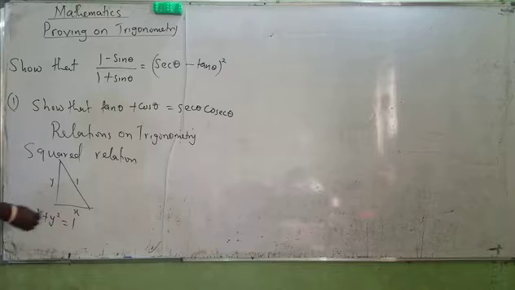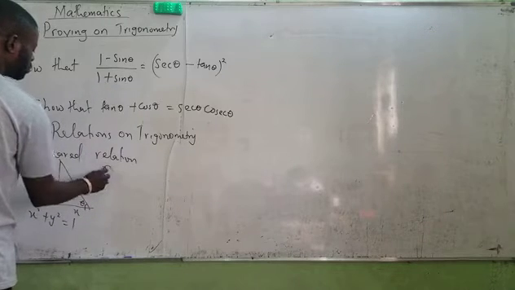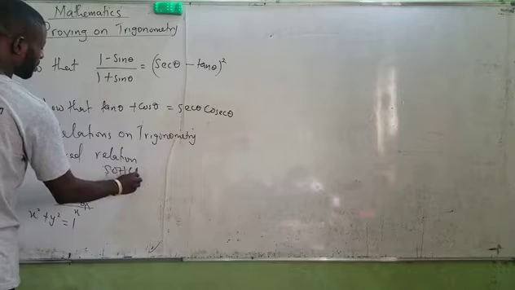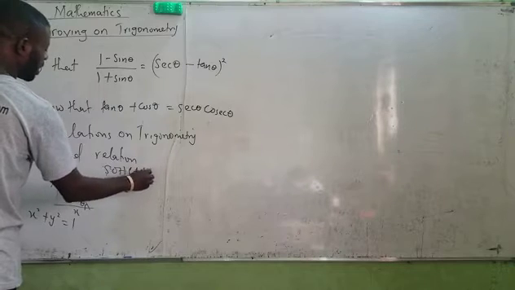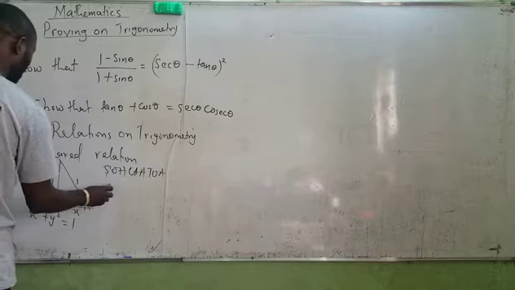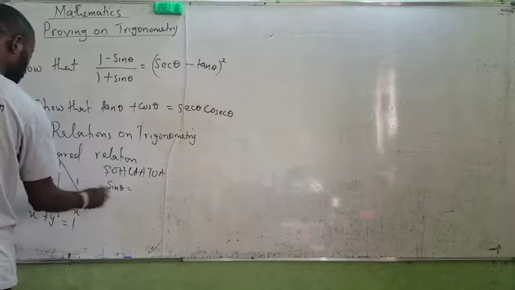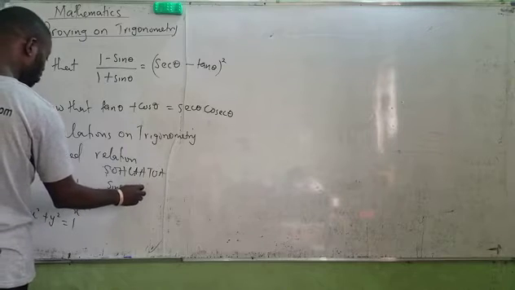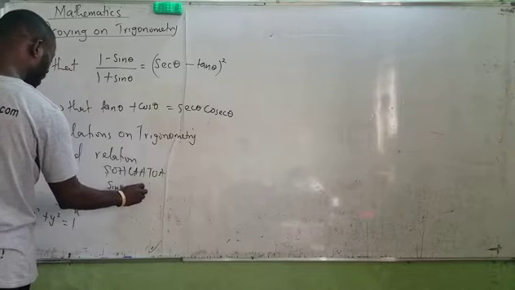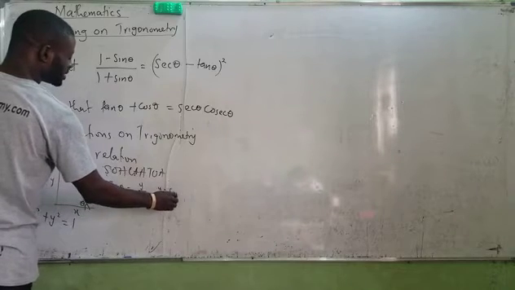Now, don't forget that I have an angle here. Here will be the opposite, here the adjacent, and the hypotenuse. Now, sine is opposite all over hypotenuse. It means sine theta will be equal to opposite all over hypotenuse, which is y all over 1. It means y equals sine theta.